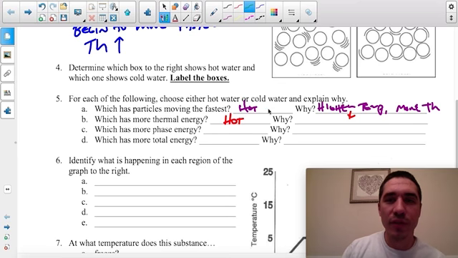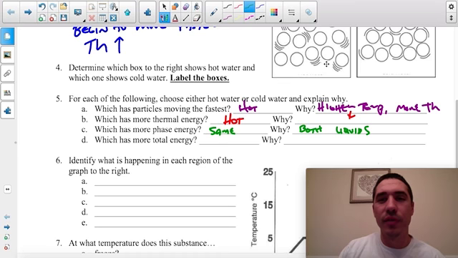Which one has more phase energy? Since they're both liquids, I would say that they are the same. Why? Because they're both liquids. Now, even with water particles, there is the ever so slightest amount of the particles being spaced out further when they're hot than when they're cold, but not enough to really affect phase energy.